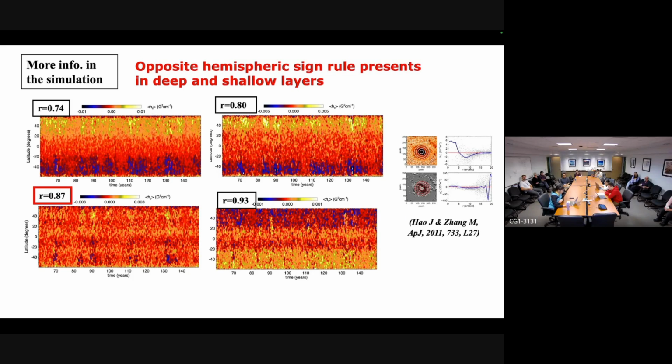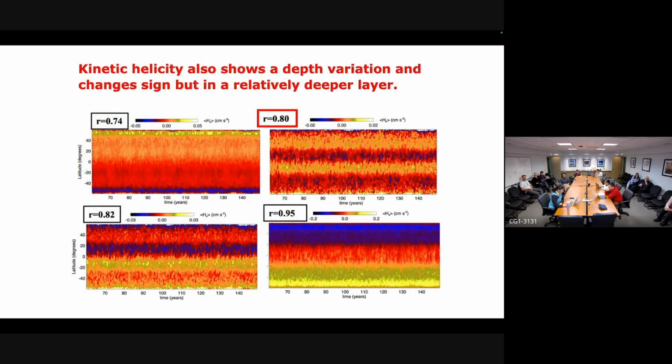Then I also calculated the kinetic helicity, because I have all this numerical simulation data. I found that the kinetic helicity near the surface is also positive in the southern hemisphere and negative in the northern hemisphere. It also changes sign when it goes to the deep layer, but it changes at a relatively deeper layer.